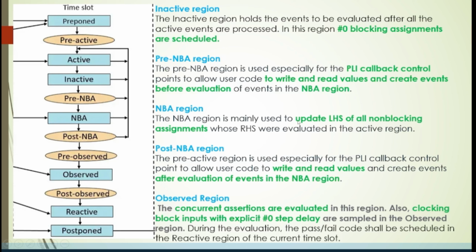Again in NBA, everything that is operated on the LHS of the non-blocking assignment will be evaluated and executed in this NBA region. Actually the evaluation happens in the active region, and the execution will be happening in the NBA region, right? I'm not explaining more about the NBA region, active and inactive, because I have already explained them clearly with examples in the Verilog videos. I'll link that in the description box so that you can easily check that out and also understand the four main regions. That is the NBA region, and then post-NBA.